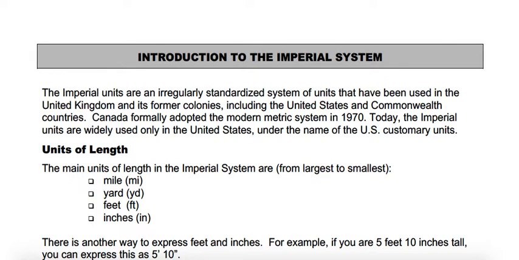So the main units of length in the imperial system are, from largest to smallest, a mile, a yard, a foot, and an inch. If you are a runner, you may notice that some of the distances for marathons and half marathons are expressed in miles as well. There is another way to express feet and inches. For example, if you are 5 feet 10 inches tall, you can express this as 5 with an apostrophe and then 10 with a quotation mark. Those are just the symbols that are used to represent feet and inches.